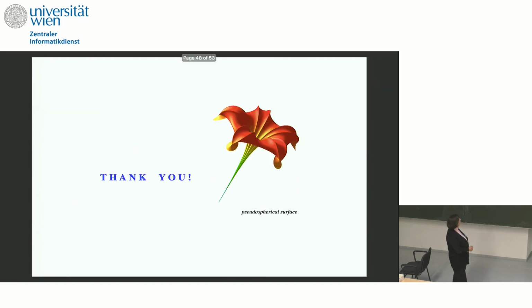And okay, so I would like to thank you. This is not a flower, if you think of it. It's just a pseudo-spherical surface in R3.